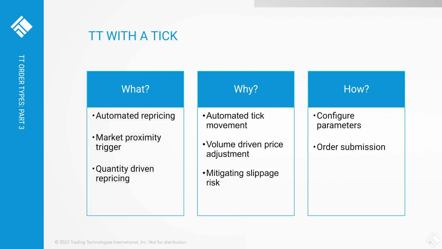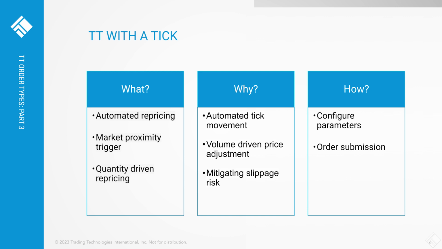It works as follows. When the best available price is more than 1 tick away from the limit price, the With a Tick order is repriced. If the best available price is 1 tick away and the available quantity drops below a specified threshold, the With a Tick order is repriced.